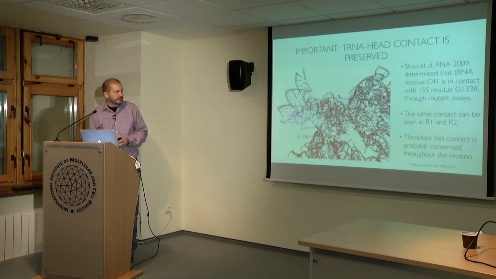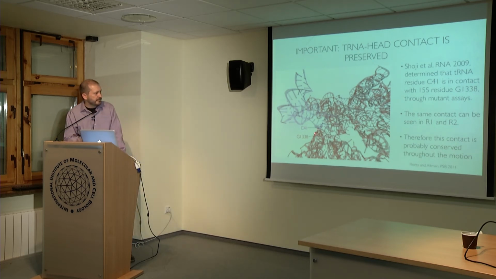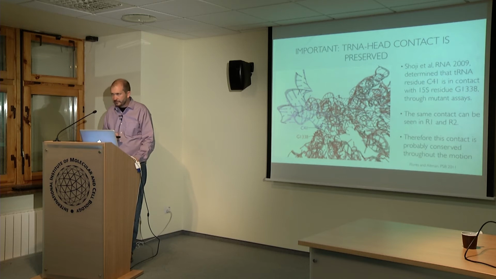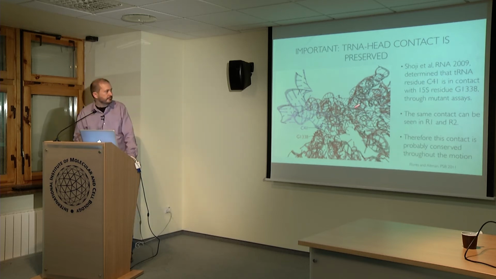So another constraint that we had was this base pairing interaction between the tRNA and the head. This was predicted by Shoji et al. from phylogenetic alignments. And we observed it also in a previous paper where we fitted an all-atom structure to the density map of the hybrid state, and it had already been observed in the classical and intermediate states. So we're absolutely sure that this thing remains in contact throughout the motion.